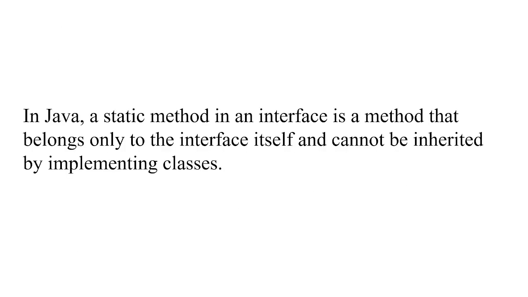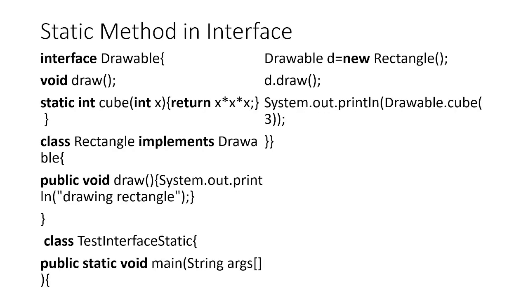Next, static method. A static method belongs only to the interface itself. It is not inherited by the implementing classes. So, static method in interface: first you have to define the interface. So void draw, and static int cube of int x, that returns x into x into x.